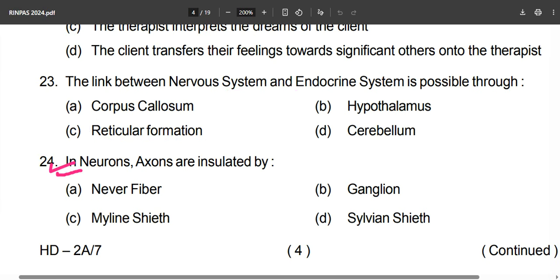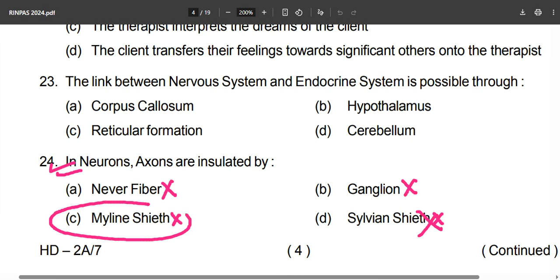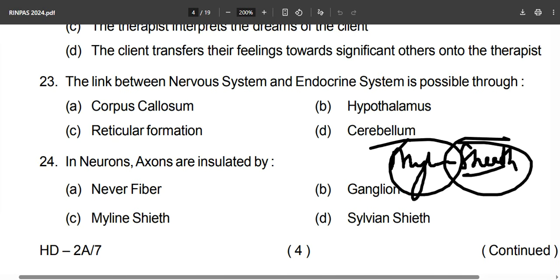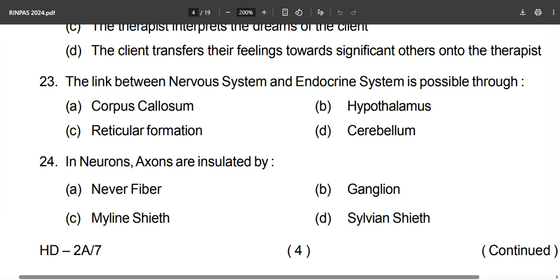But before that, in neurons, axons are insulated not by the nerve fiber, not by the ganglion, not by the myelin sheath, and not by the Sylvian. Sorry, not by the Sylvian sheath, but yes, by the myelin sheath. So you will spell it like this: myelin sheath. And in the central nervous system, the green one is always the central nervous system.